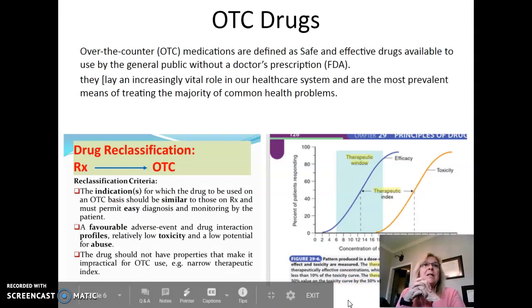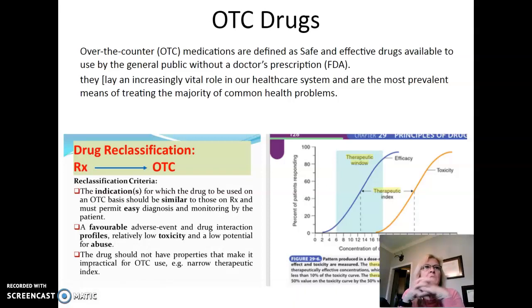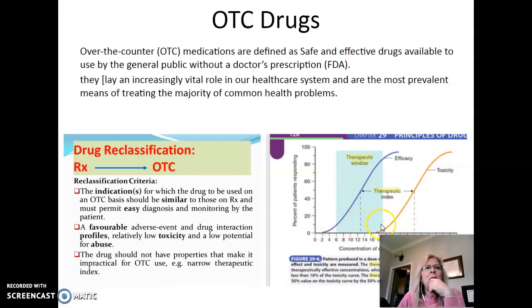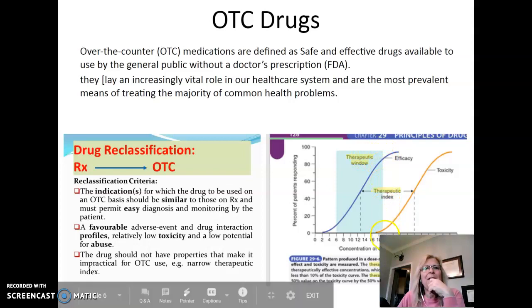Over-the-counter drugs are drugs that are defined as safe and effective for use by the general public. In other words, the general public could take this drug without too much worry that what they're taking is going to cause them a bad result, so a toxic result. So if we look at our window here, the therapeutic window, that is starting with about a concentration of pretty much a 10% therapeutic effect on people, all the way out to about 90% of people experiencing a therapeutic effect, and then, if you'll notice, it starts to experience some form of toxicity.